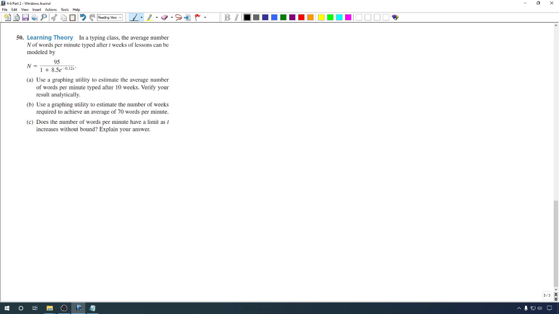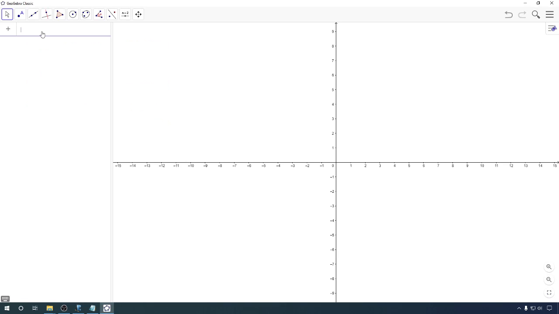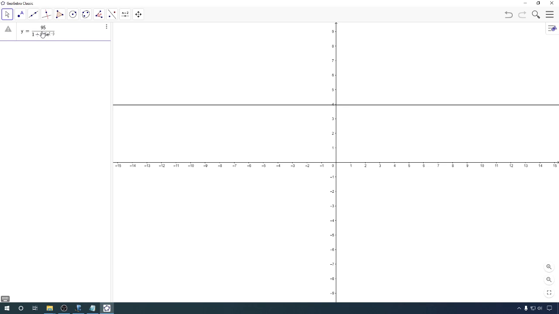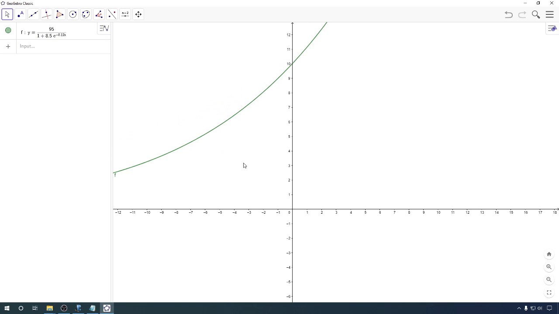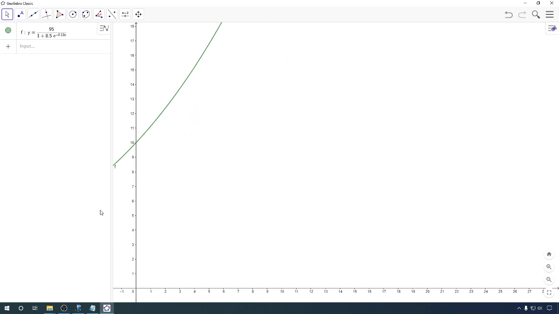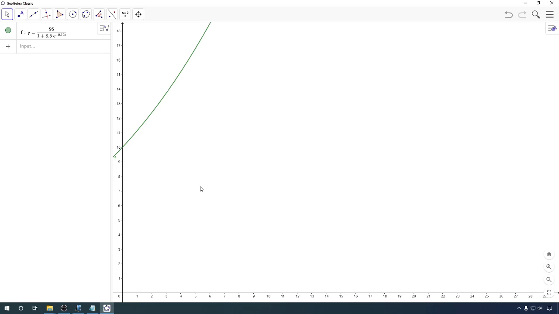So let's go ahead and graph this thing. So remember, our formula looked like... I'm going to change the n and the t into y and x just so that GeoGebra can do it for us. But we have that y is equal to 95 over 1 plus 8.5 e to the negative 0.12x. We kind of have to ignore things that are outside of the first quadrant, basically.